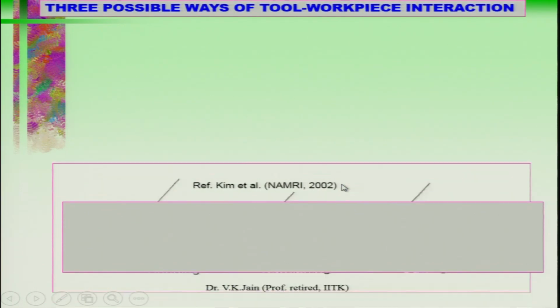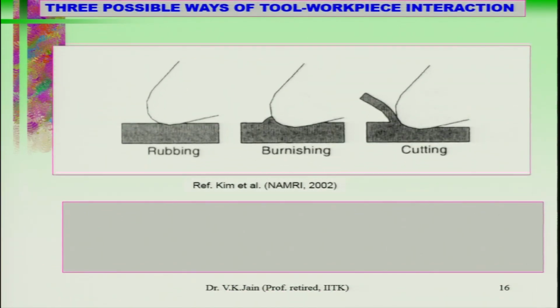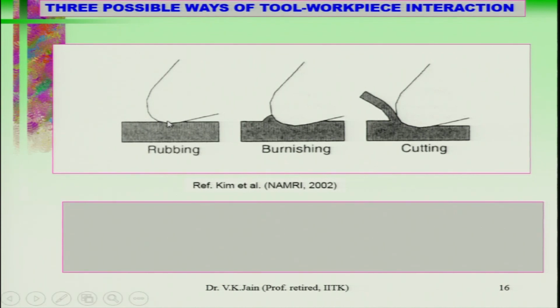Now, there are three possible ways of tool workpiece interaction. You can clearly see here is the rubbing. That means no material is being removed, only the frictional force is there, heat is generated and the tool is moving over the workpiece.